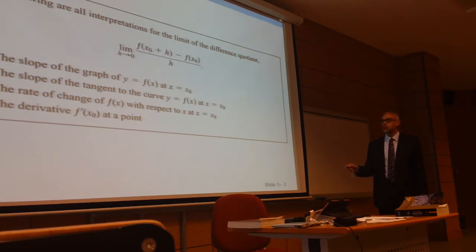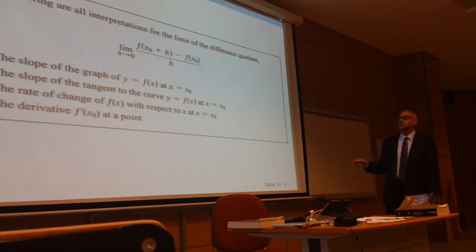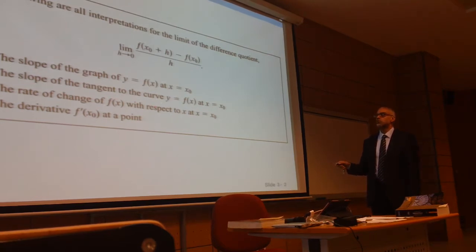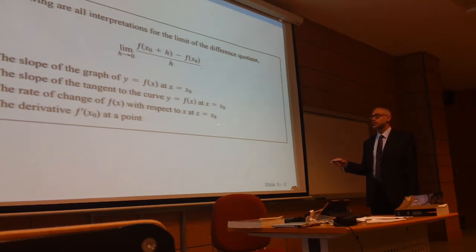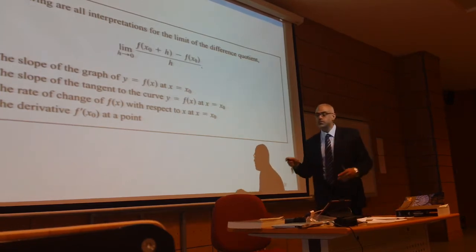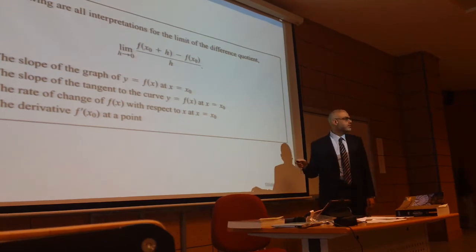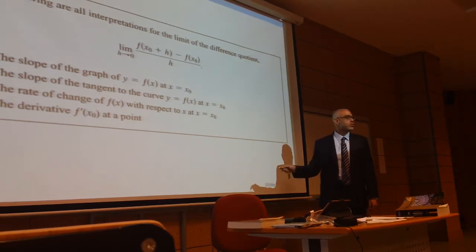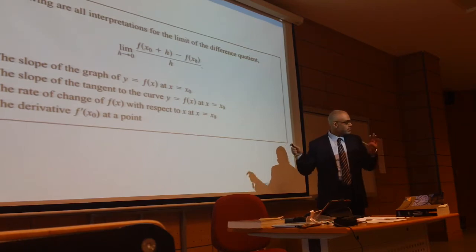This is the most important part: this refers to either the slope of the graph of y equals f of x at x equals x naught, or the slope of the tangent to the curve y equals f of x at x equals x naught, or the rate of change of f of x with respect to x at x equals x naught, or the derivative f prime at a specific point, which is x naught. All of these sentences refer to the same thing. They are equivalent sentences. This is a very important concept that you need to know. You need to know that all these sentences refer to what? The same thing.